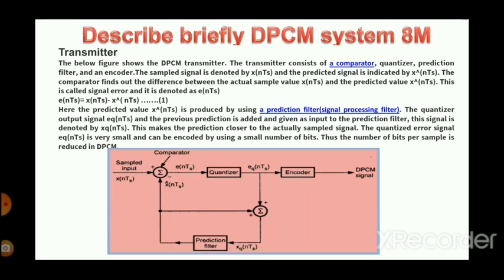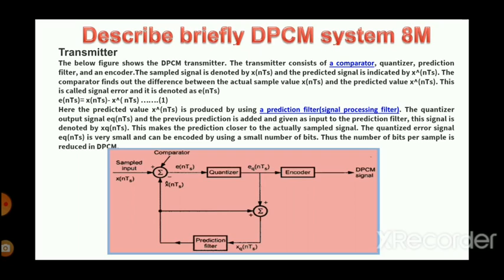Describe briefly the DPCM system. It is for 8 marks. The figure below shows the DPCM system block diagram. The sampled input is given to the comparator, then the output is given to the quantizer, which again is given to the encoder. Then the quantizer output EQ(nTs) is given to the summer, the summer output is given to the prediction filter, and again it will be given back to the comparator.